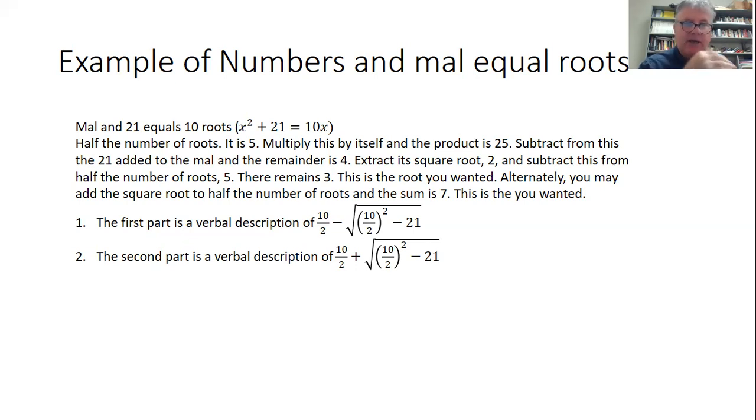So the first part, that is a verbal description of 10 over 2 minus the square root of (10 over 2) squared minus 21. And the second part is 10 over 2 plus that square root. Okay, and you should be able to recognize this is exactly the quadratic equation. Okay, nothing too dramatic.